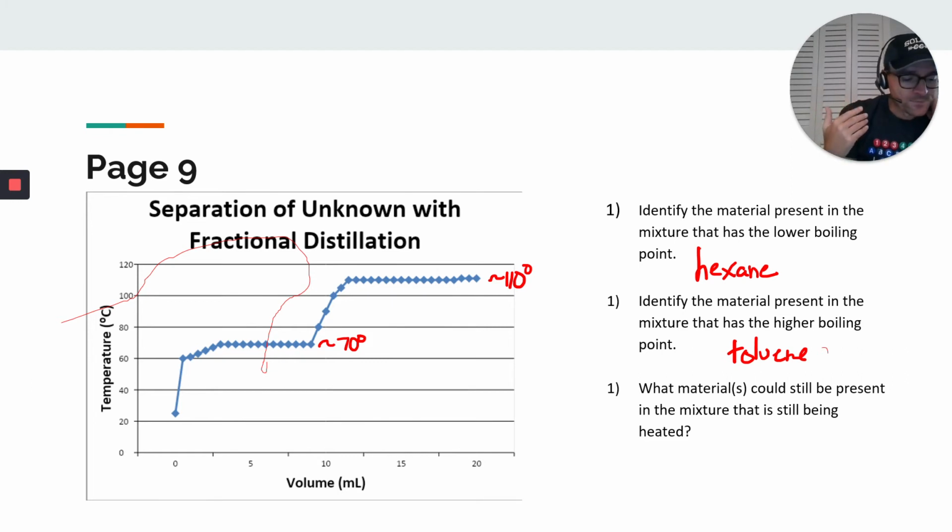There's no plateau at 65 degrees, so there's no methanol. There's no plateau at 77, there's no plateau at 82, there's no plateau at 100 degrees. So we know we don't have ethyl acetate, we know we don't have 2-methyl-2-propanol, and we know we don't have water. If we were to keep heating, maybe we could discover that we still have 1-butanol present. So for number 3, maybe still 1-butanol.